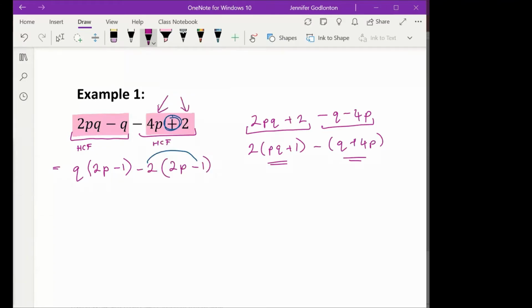Okay. And so then we're going to take out our highest common bracket, which is 2P minus 1. And then I'm going to write out what I have left. So I've got Q minus 2. Okay. If you were feeling confused with this question, don't panic. We've just started grouping, so it takes time. And we're just going to keep working from there.